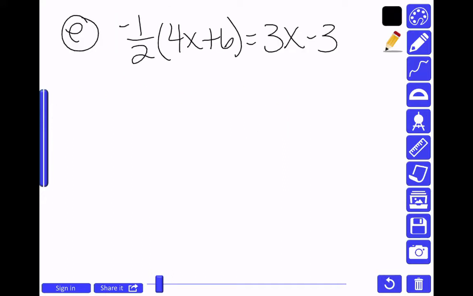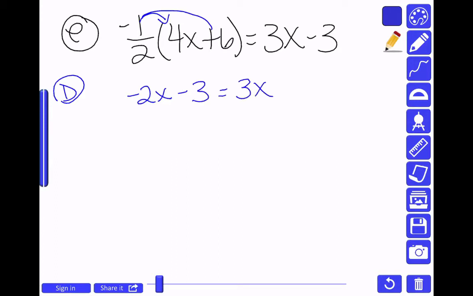Our last example here, negative 1/2 parentheses 4x plus 6 equals 3x minus 3. So again, I'm going to distribute. Negative 1/2 times 4x is negative 2x. Negative 1/2 times positive 6 is negative 3 equals 3x minus 3. Now I need to combine, okay? Actually, I don't, because these don't combine on the same side.